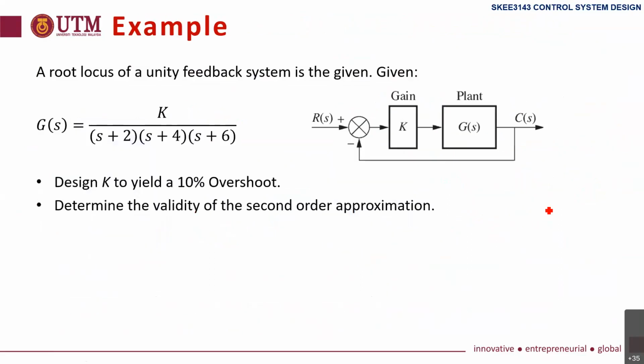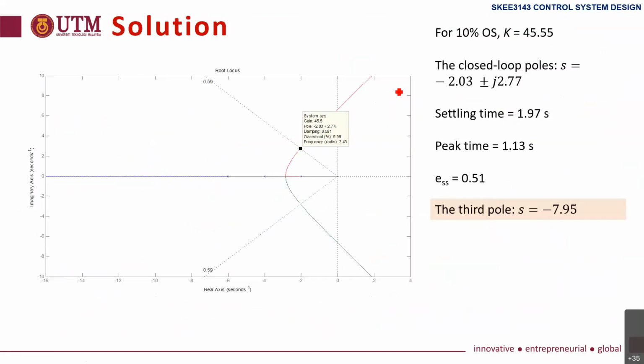This is another example. I just go through fast. We already know this one. Now the poles are at 0, -2, -4, -6. I want to find K to yield 10% overshoot. Of course, we need to find zeta. This is the result: zeta is 0.59 to get overshoot 10%.